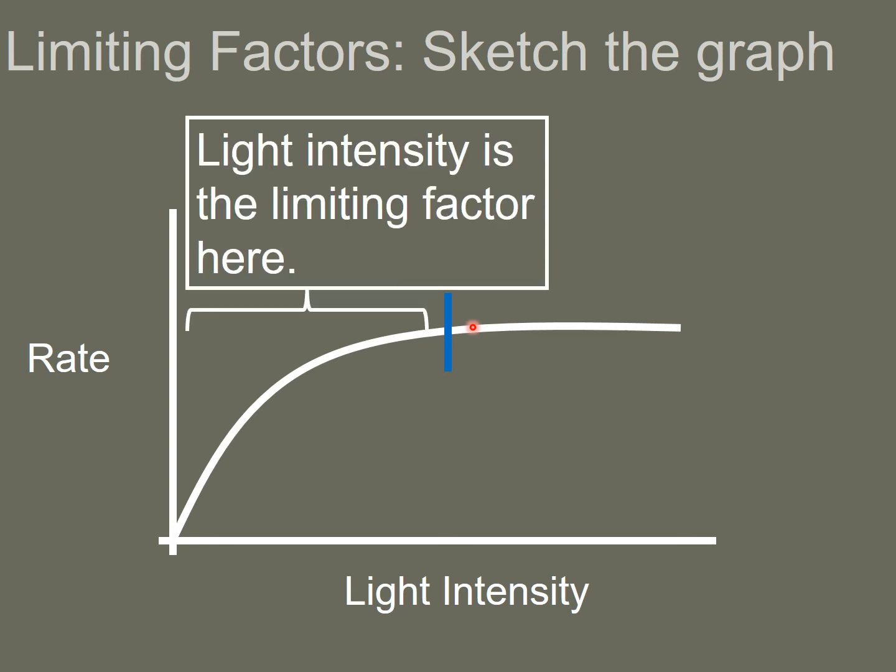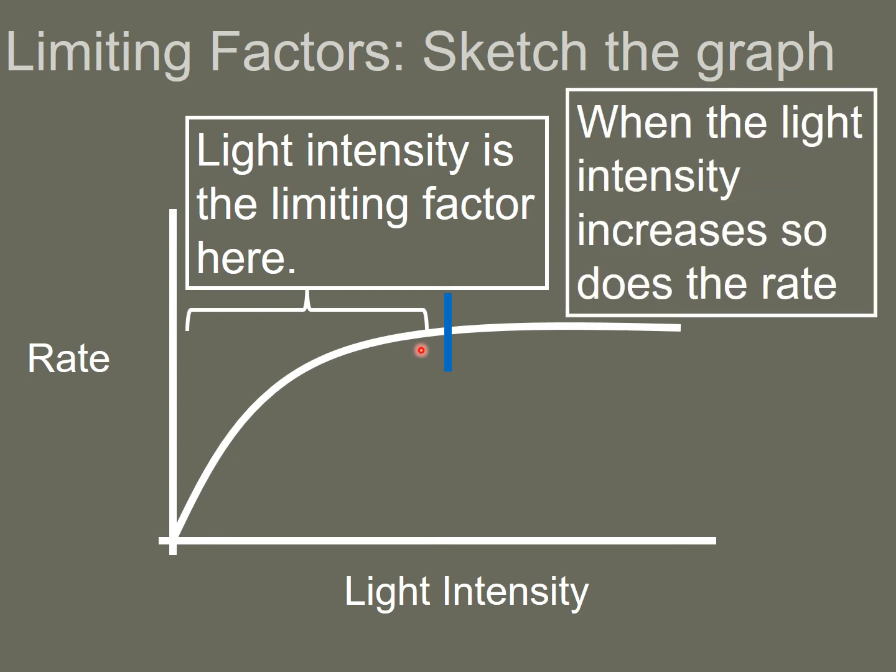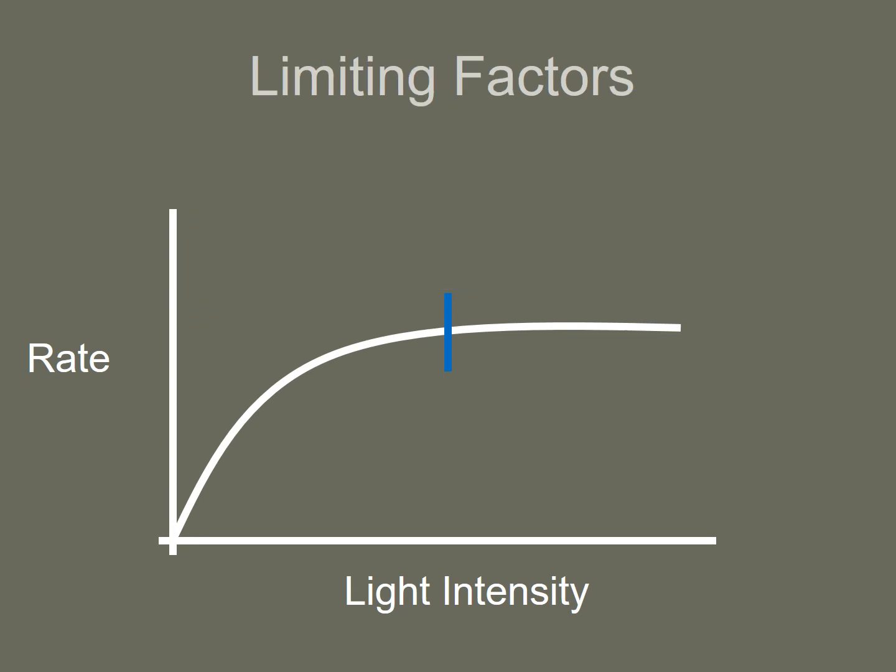Question for you then is, in this first portion of the graph we can identify the limiting factor, and we can say that light intensity is the limiting factor, but why do we know that? So we know that because when we change the light intensity, the rate of photosynthesis increases. Therefore, if we alter a factor and it affects the rate of photosynthesis, then we know that that factor was the limiting factor.